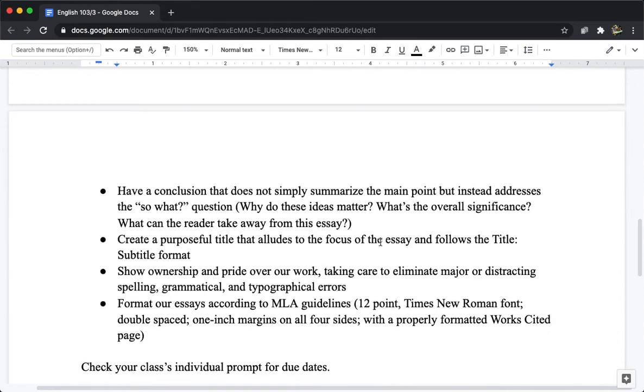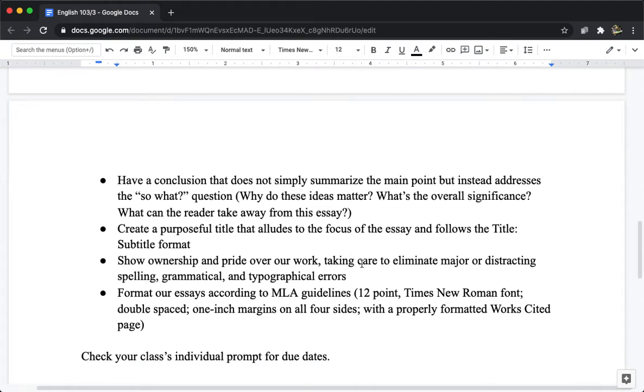We're challenged to have a conclusion that does not simply summarize the main point, but instead addresses the so what question. Why do these ideas matter? What's the overall significance? What can the reader take away from this essay? There are a lot of ways that you can approach it, but you might think, why is it important that we've read your analysis about this particular position that this writer has? Why do we care about the values that might be motivating this particular person to make this argument? All of those things factor into that so what question. Why is this important? Why does this matter? What's the significance of these things?